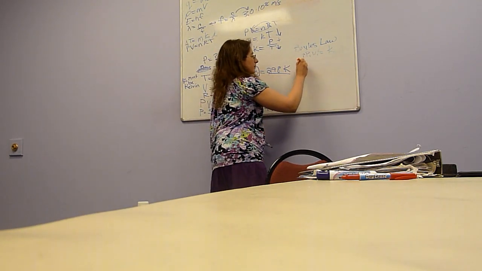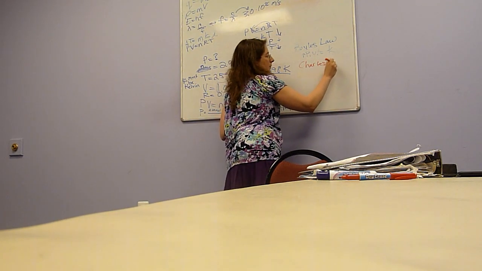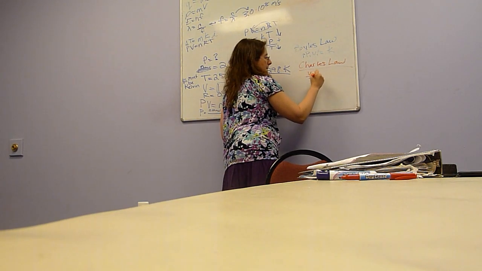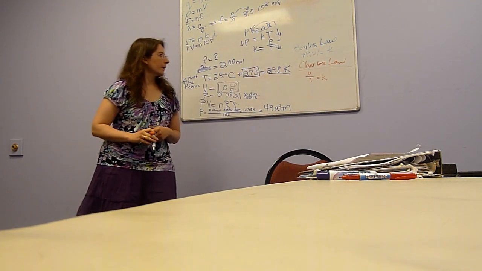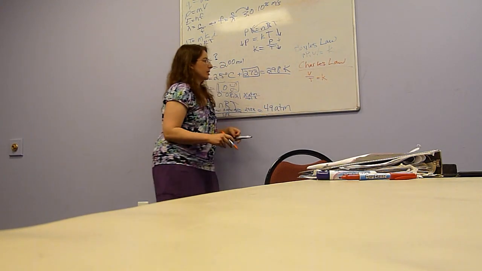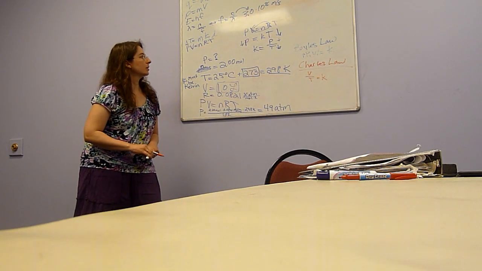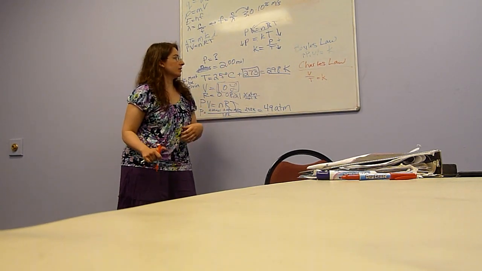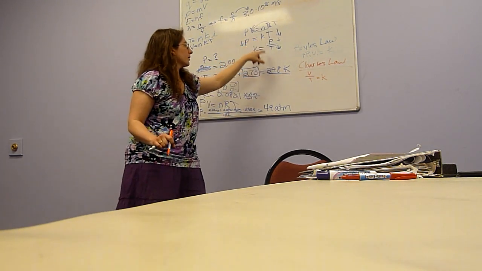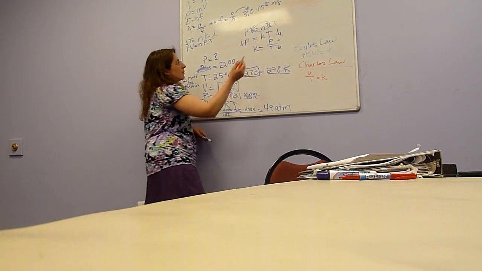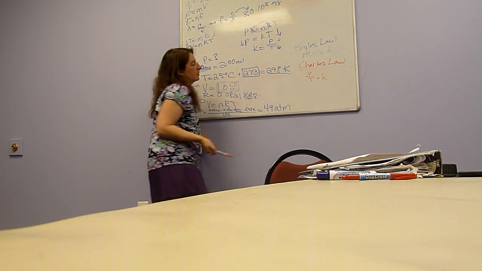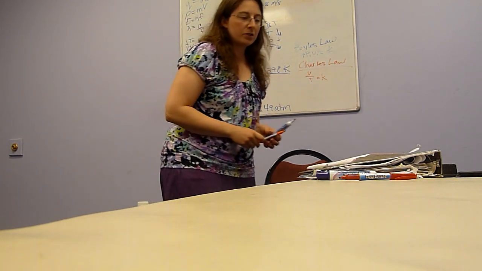How about Charles' Law? Charles' Law is V over T equals constant, or V1 over T1 equals V2 over T2. What this is saying is you have a direct relationship between volume and temperature. But the propane tank doesn't give us either because we have a constant volume. So we had to use the combined gas law and look at the relationship between pressure and temperature. You can see that it's the same as between volume and temperature. So they're directly related.